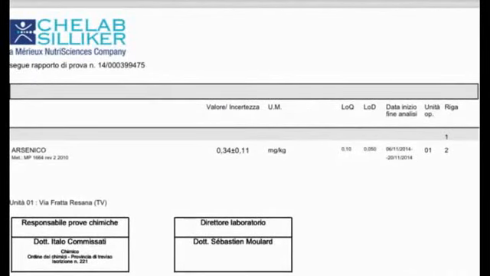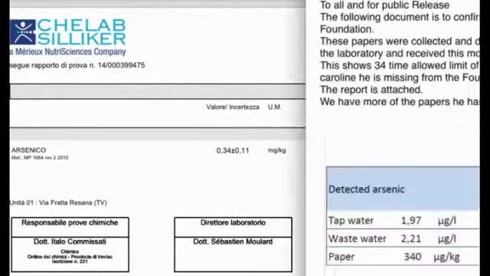The water content shows 1.9 nanogram, the legal limit is 10. The clothing washed to show the amount of arsenic shows 2.2. 10 is the limit. Arsenic, 340.